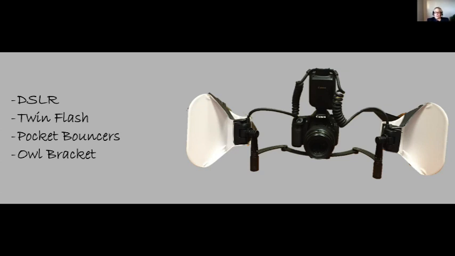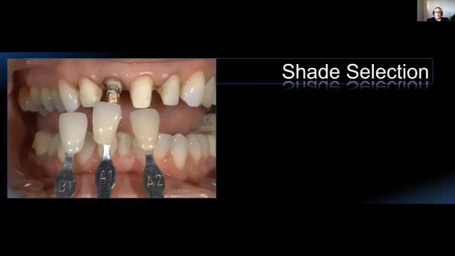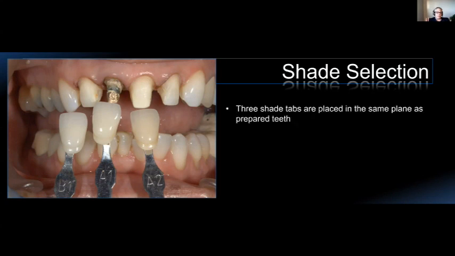And the next thing I want to talk about is which photographs we want to give to our technicians. And for me, and Dennis, if you want to jump in here, this is probably one of the most important photographs you can give your technician. And that is, you're going to place at least 3 shade tabs in the same plane as the prepared teeth. And why is that important?